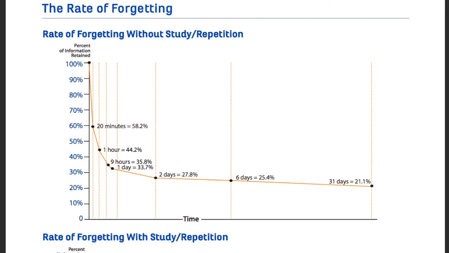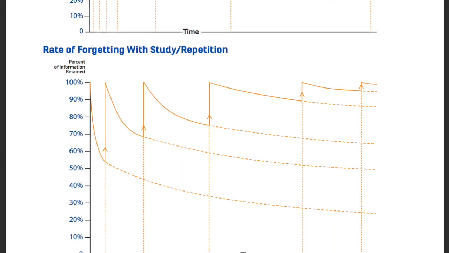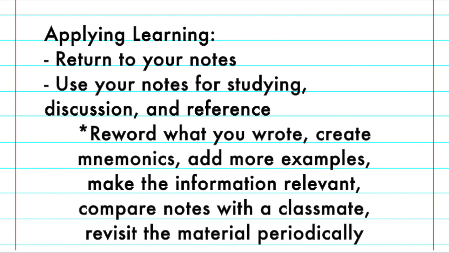Without repetition, we forget most of what we've learned within a day. Effective studying means that you interact with your notes more than once. In the final step of focused notes, apply your learning. This means you'll return to your notes for studying, discussion, and reference.